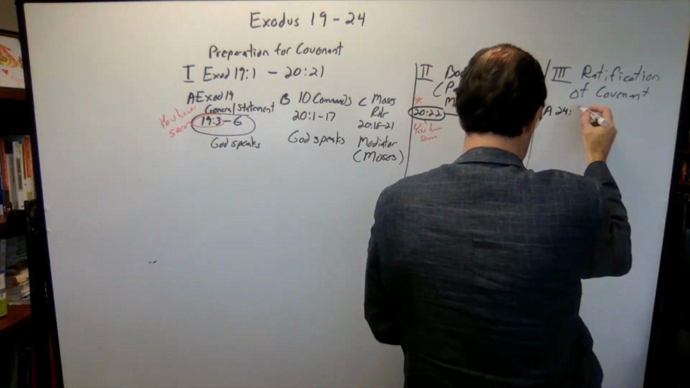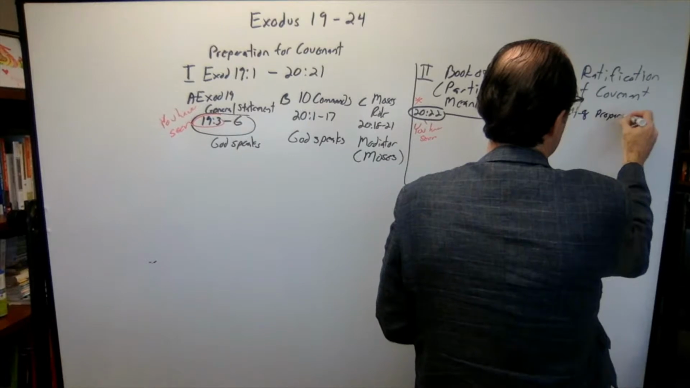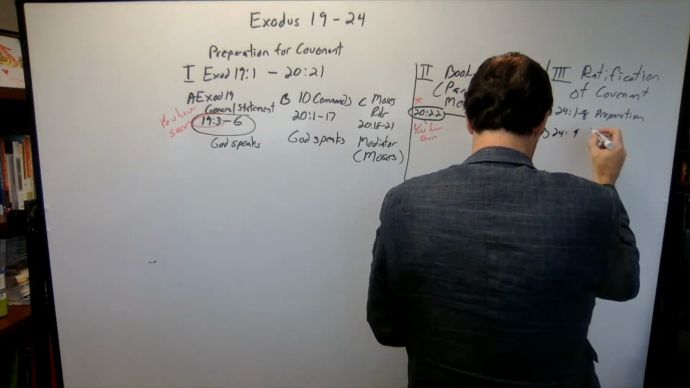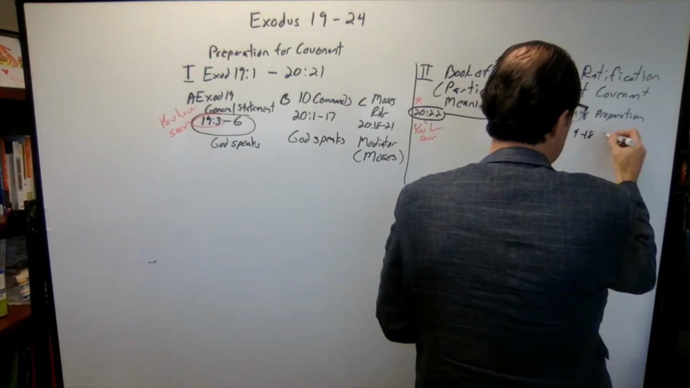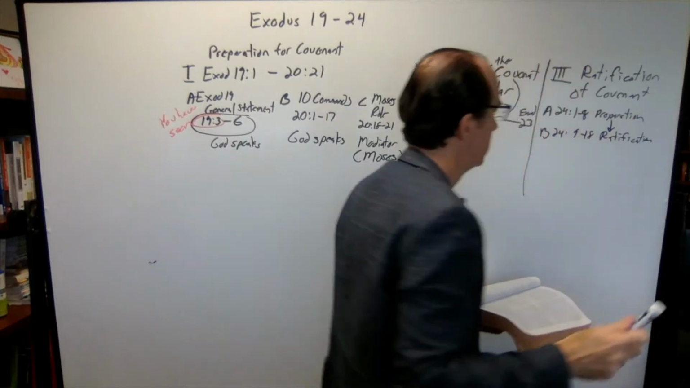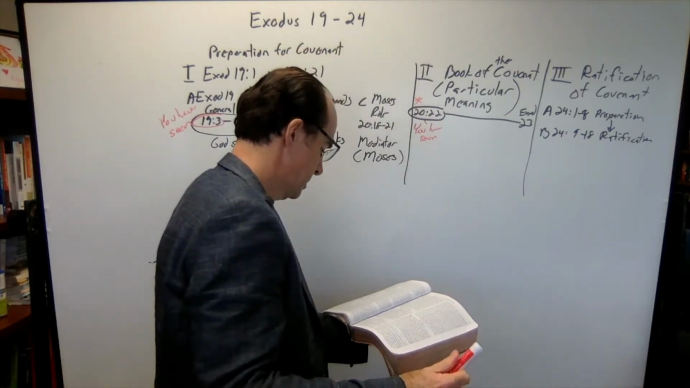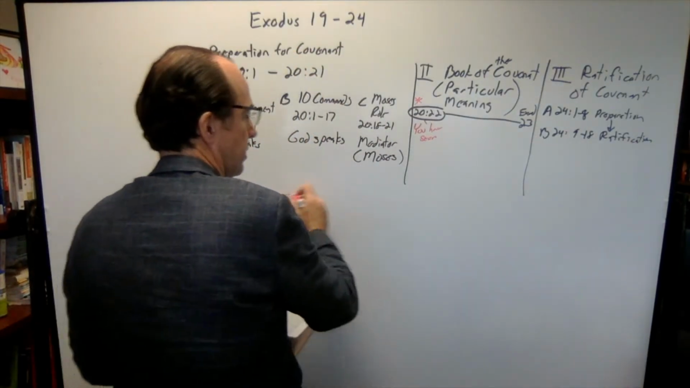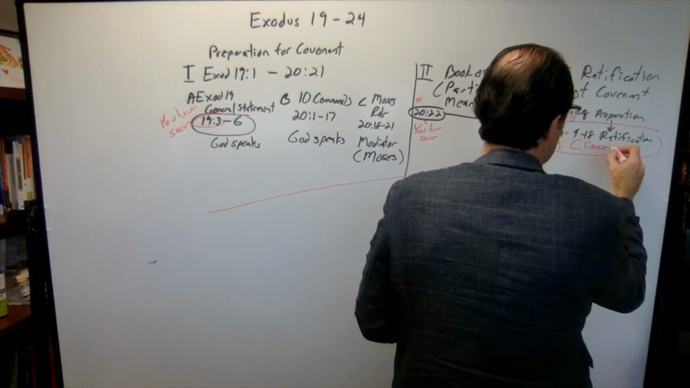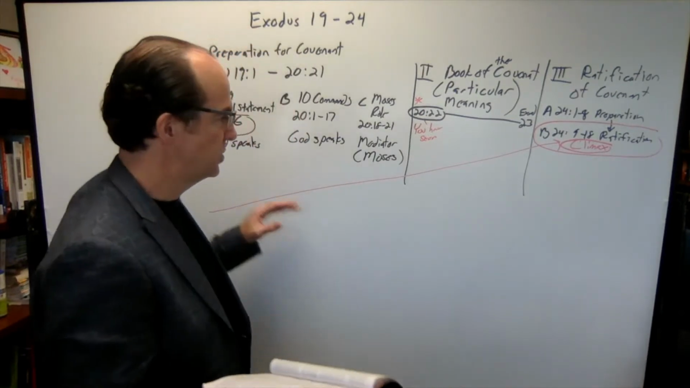You have 24:1 to 8, which is the preparation. And then 24:9 to 18, the ratification. Okay. We're looking for a bit of a climax here. It's going to be right in here, where you actually have the cutting of the covenant itself. This becomes a high point that works through these materials, as this is what they're driving to.